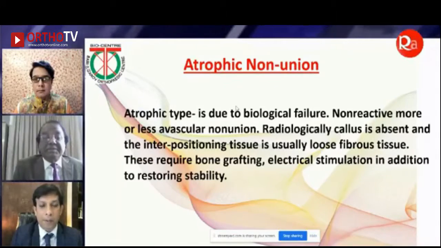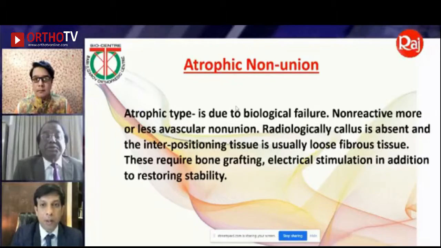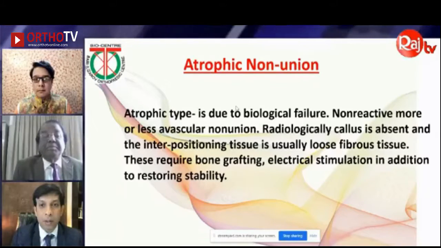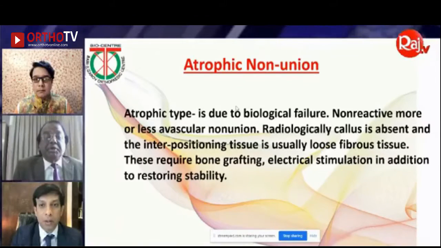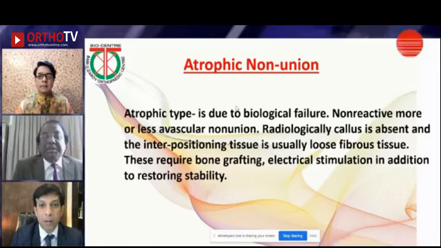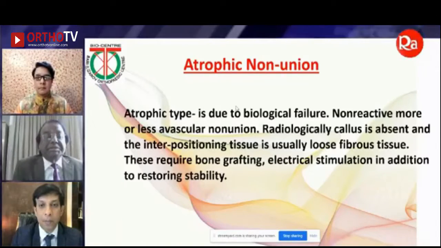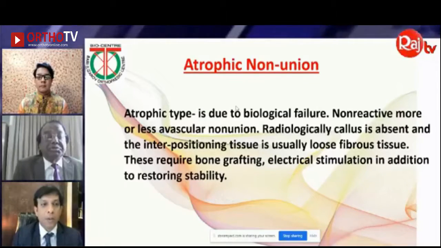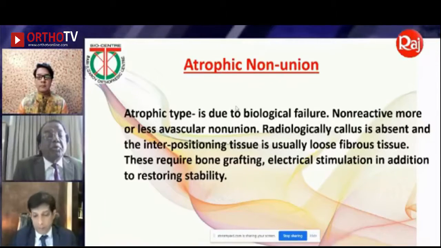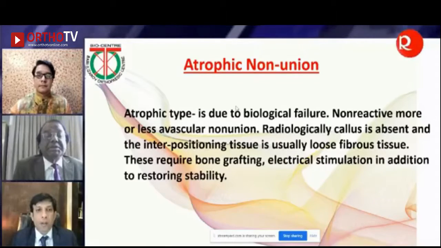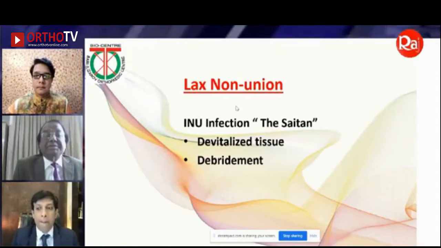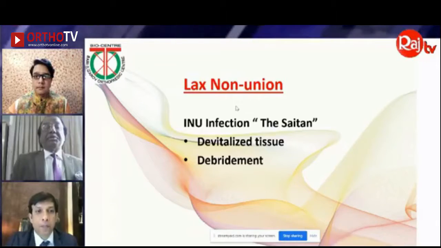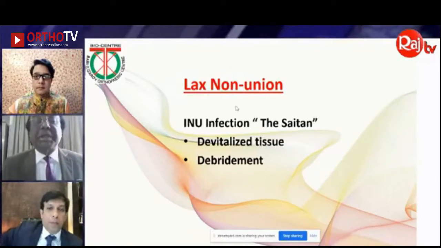Radiologically, callus is absent, and the interpositioning tissue is usually loose fibrous tissue. These require bone grafting, electrical stimulation, in addition to restoring stability. In a normal situation, you would have to go for bone grafting, but in Ilizarov surgery, you don't need to do that. Lax non-union, infected non-union, this is what we call the shaitan.